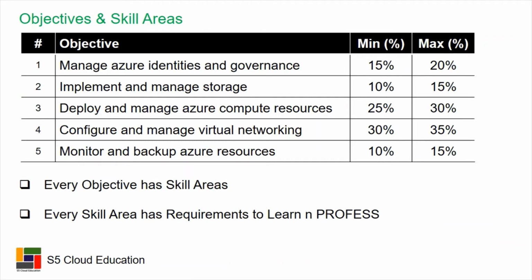Let us look at AZ-104 objectives and skill areas. Before I jump into more details, let us set the fundamentals right. Every objective has one or more skill areas. Every skill area has one or more requirements. We need to learn and profess the content to address these requirements and obtain skills to achieve the objectives.